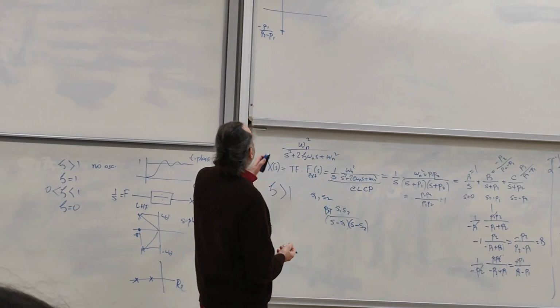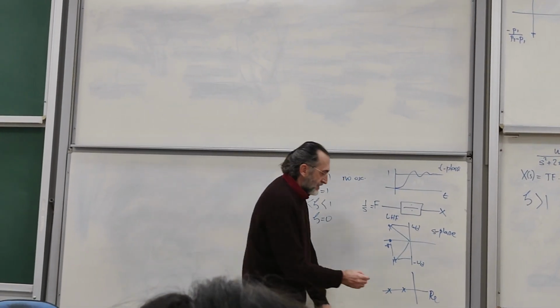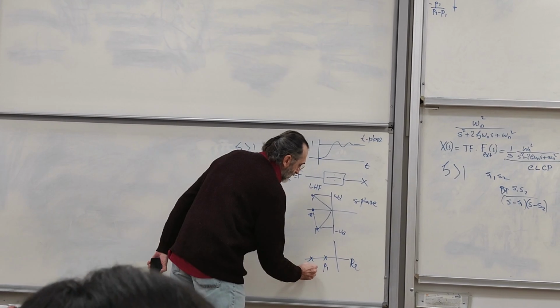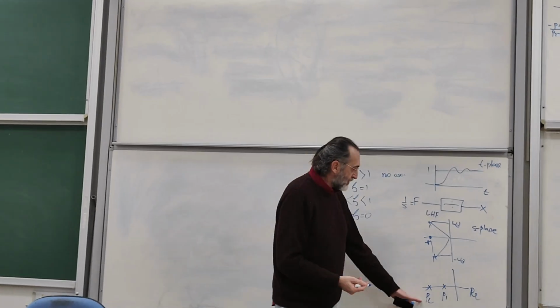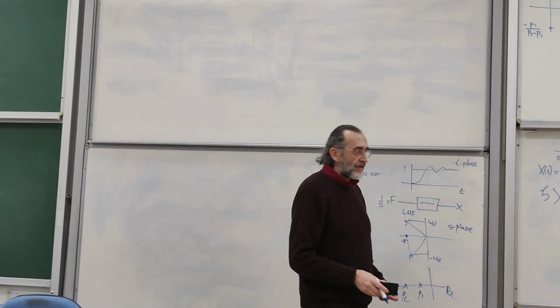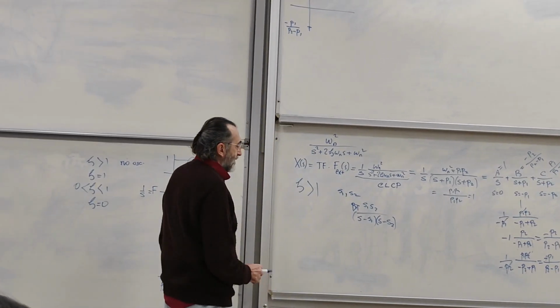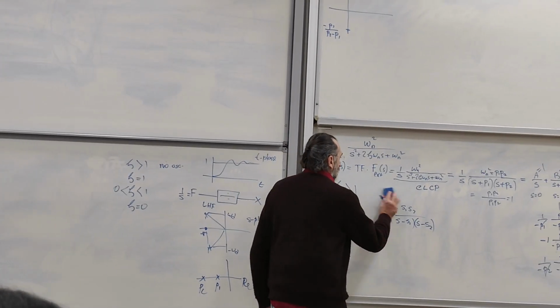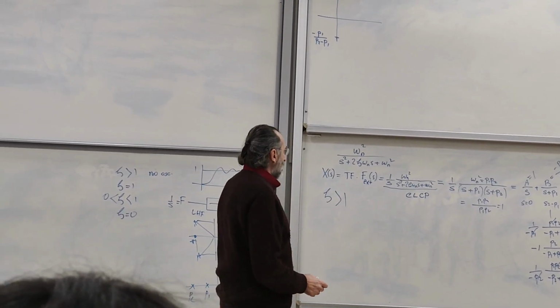And the poles of the system are both on the real axis. Alright, this is P1, this is P2. Or this is P2, this is P1. I don't know yet which one is bigger. Alright? Okay, so what a complicated deal.